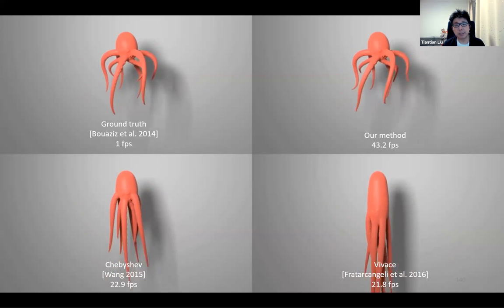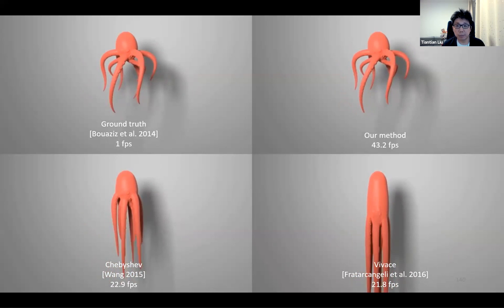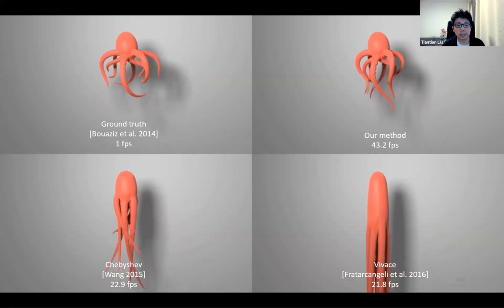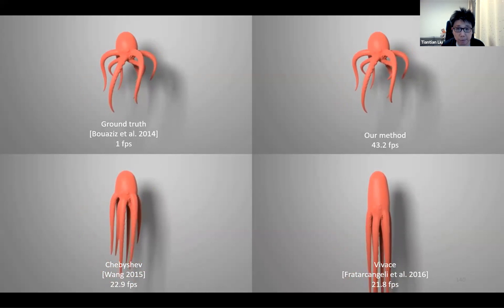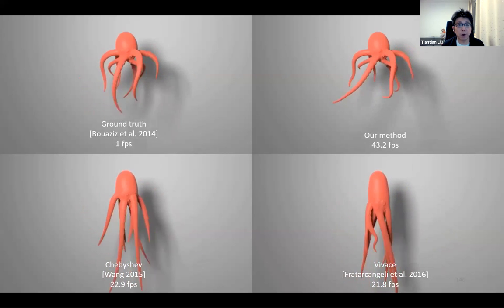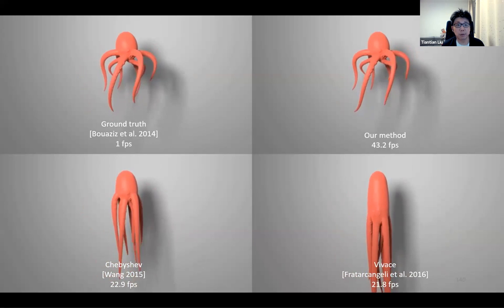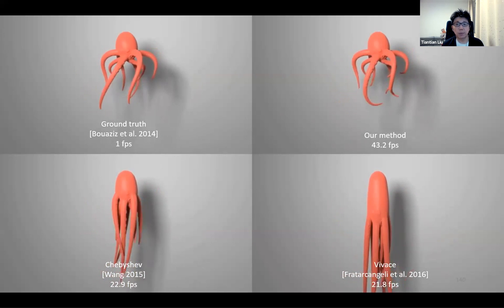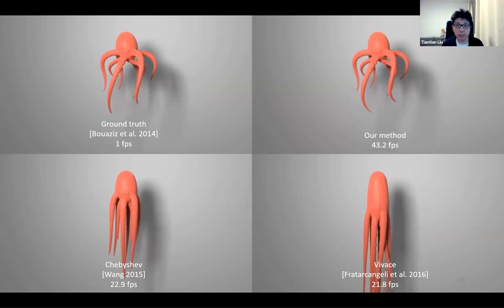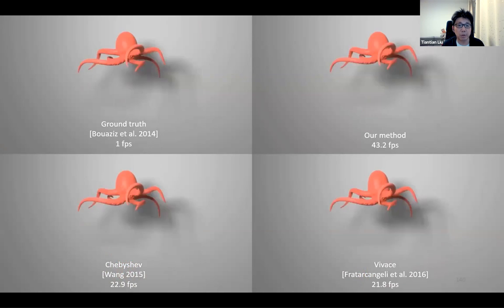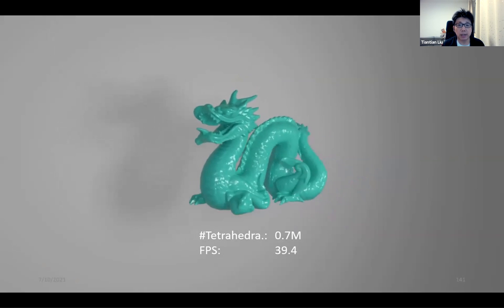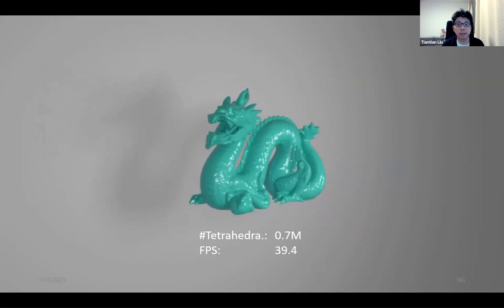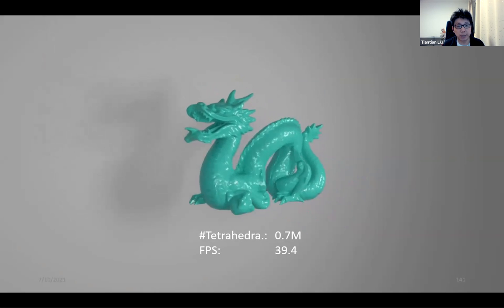We also visualize this kind of difference. Here, we simulate the octopus by projective dynamics with different solving strategies. The top left is the ground truth produced by prefactorized matrices in vanilla PD. The top right one is using our multigrid solver, which resembles the ground truth solution a lot. And the bottom two, as we've seen before, are the Chebyshev and Vivace solvers, where we fine tune the simulation parameters to their best performance. With our method as the backbone of projective dynamics, we can interact with a deformable dragon with 0.7 million elements at around 40 frames per second.